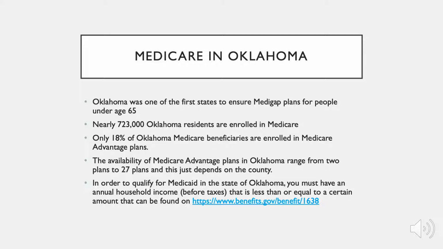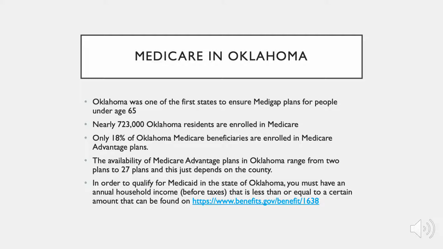Some information regarding Medicare in Oklahoma specifically is that Oklahoma was actually one of the first states to insure Medigap plans for people under the age of 65. As of February 2019, nearly 723,000 Oklahoma residents are enrolled in Medicare, and only 18% of Oklahoma Medicare beneficiaries are enrolled in Medicare Advantage plans. The availability of Medicare Advantage plans in Oklahoma ranges from 2 plans to 27 plans, and this just depends on the county that you live in.